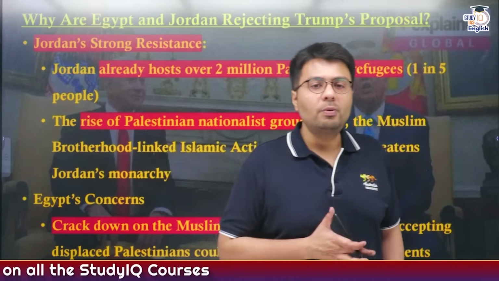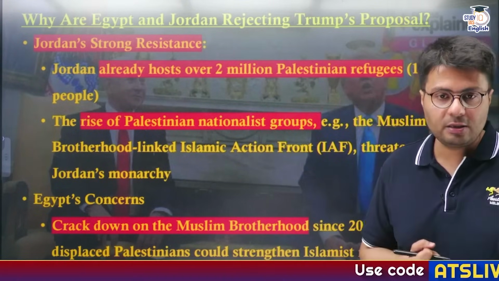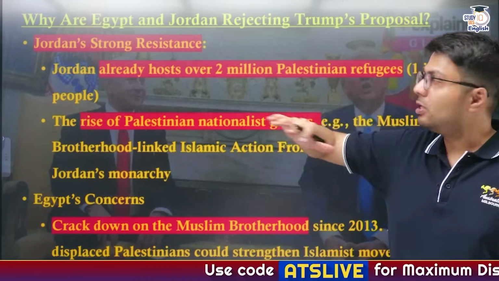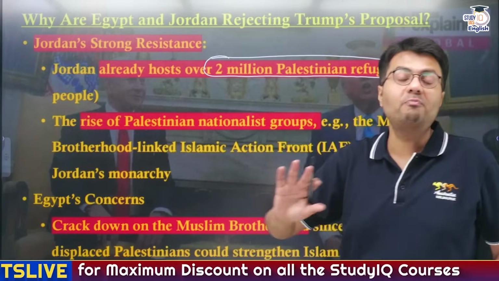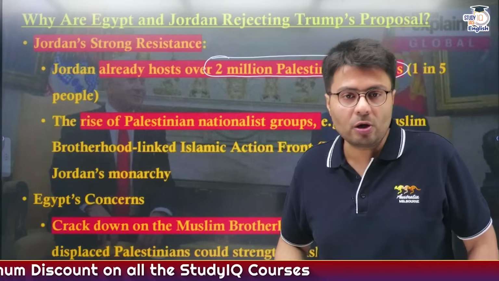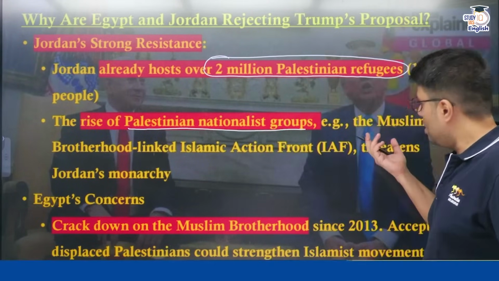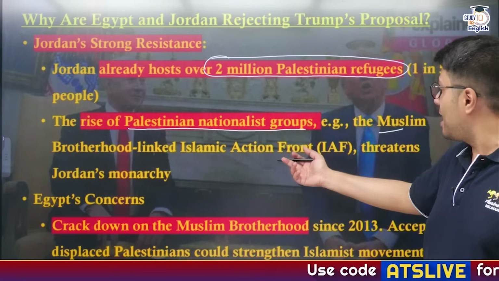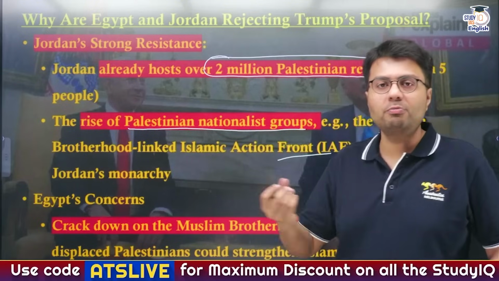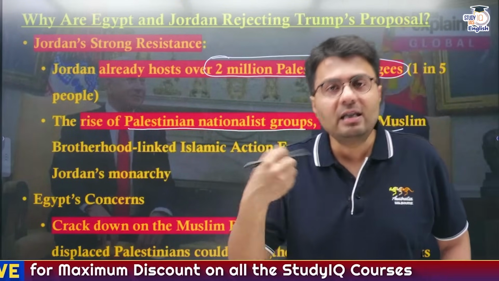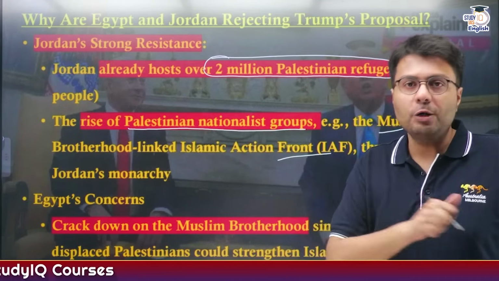Now let us understand why even the close allies of the US in the region, like Egypt and Jordan, were rejecting the US President's plan. First, let us talk about Jordan. Now, Jordan already has hosted over 2 million Palestinian refugees. That is 1 in 5 people in Jordan who are of Palestinian origin. Similarly, there has been a rise of Palestinian nationalist groups in Jordan, like the Muslim Brotherhood-linked Islamic Action Front, and they have threatened the monarchy that prevails in Jordan. So automatically, from a security point of view and a societal disruption point of view, Jordan does not want to take additional refugees from Palestine, particularly Gaza.